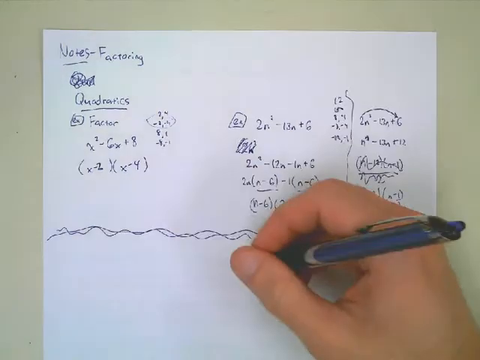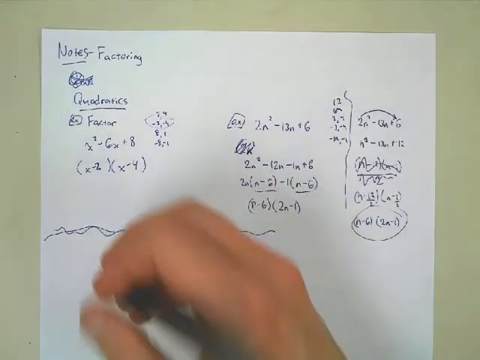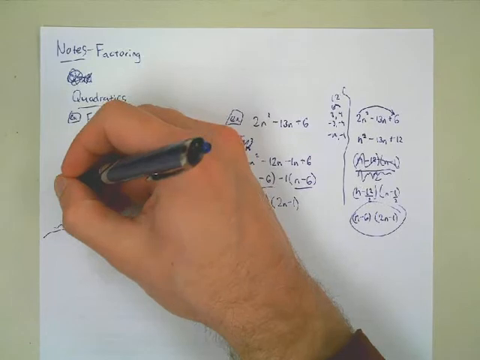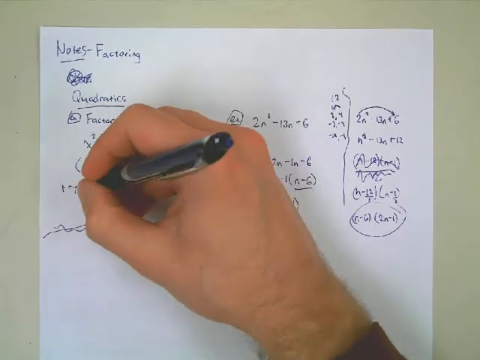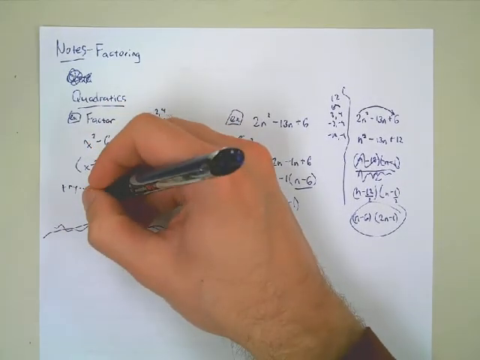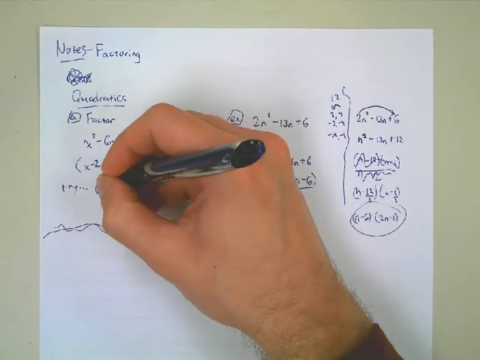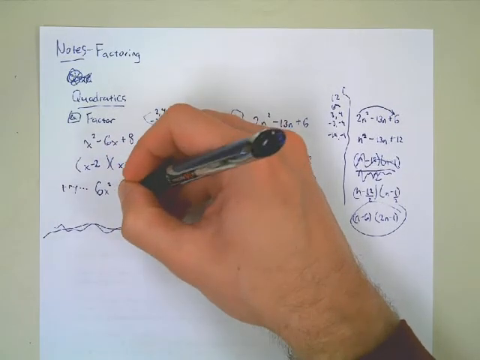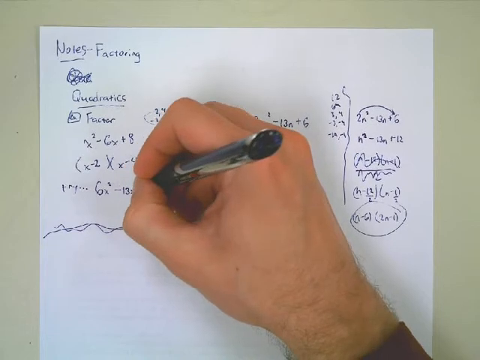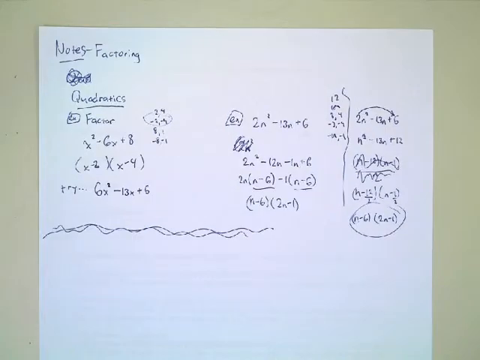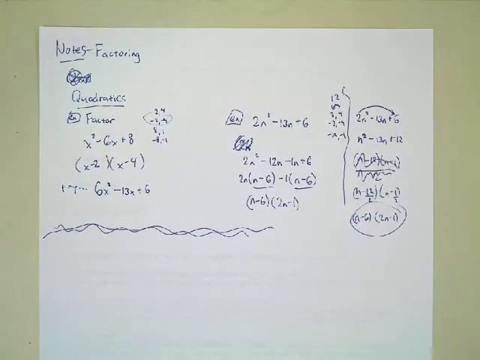I want to have you guys try one here. Try this one. It's going to be 6x squared minus 13x plus 6. Give that one a shot. 6x squared minus 13x plus 6. And I'll do it as well.